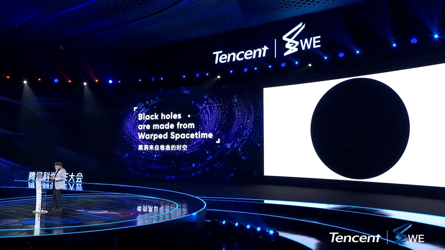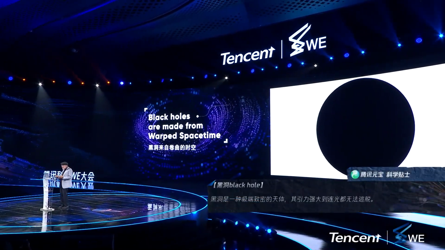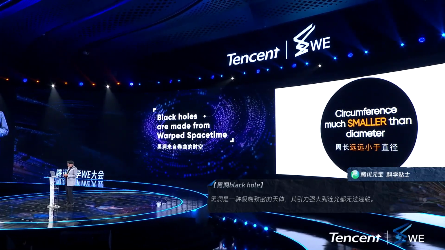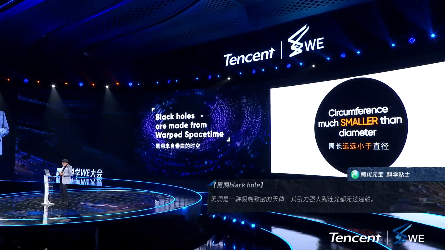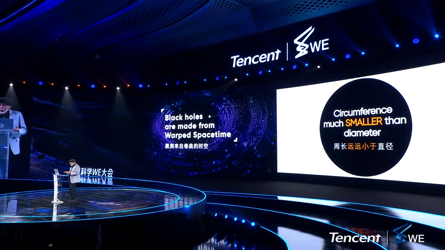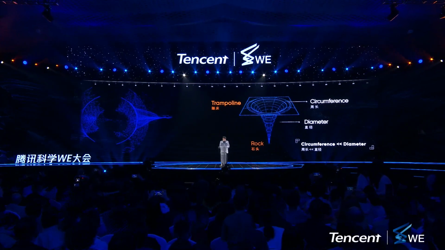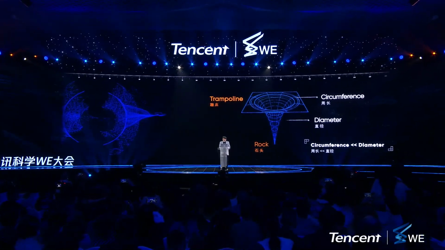Black holes are made from warped space and time. For example, the circumference around this black hole is much smaller than its diameter. How is that possible? I'll explain using an analogy. Imagine a sheet of rubber supported by 4 tall sticks. Place a rock at its center so the rubber bends down.